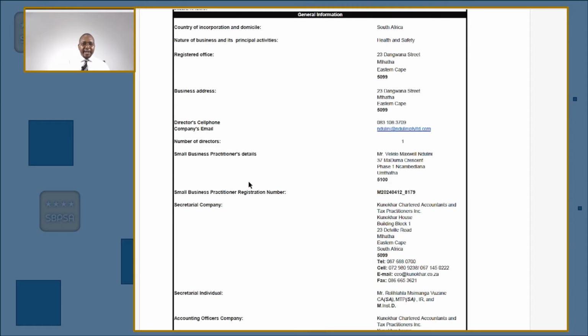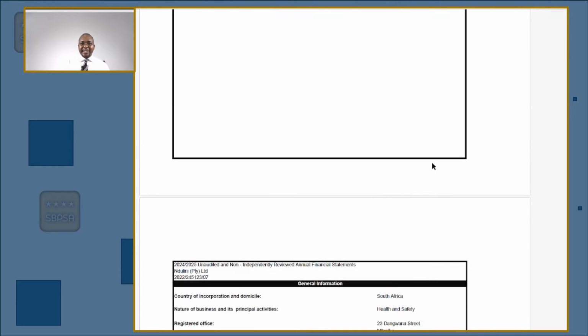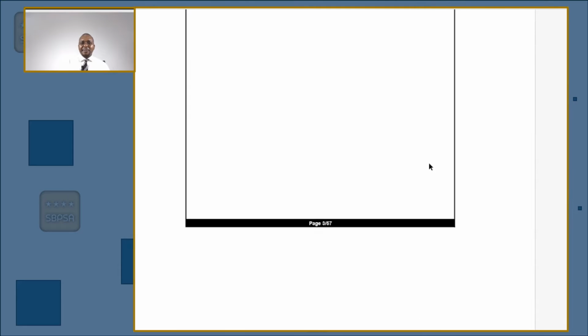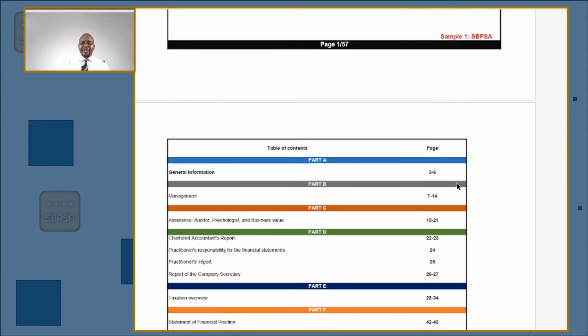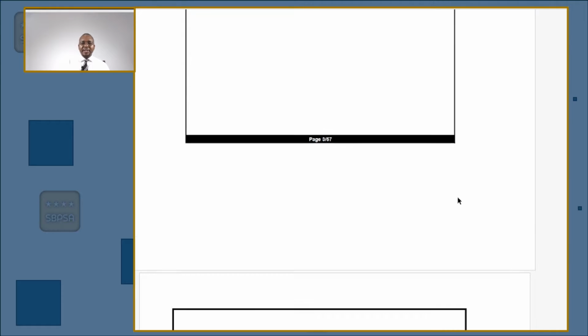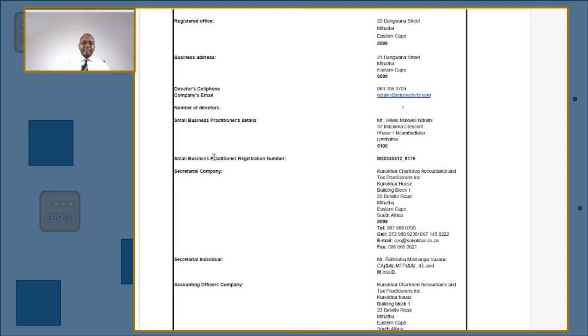Ndulini. Small business practitioner's details is Mr. Velelo Maxwell Ndulini. He stays at number 37 Maduna Crescent, Phase 1, Ngambedlana, Umtata 5100. This person is registered with us as an SPP. Here is the registration number. The business itself is registered as an SBO. Here is the registration number. SBO registration number, small business operation. Then Mr. Ndulini in Ndulini Pty Ltd becomes a business practitioner. He needs to register with us as well.